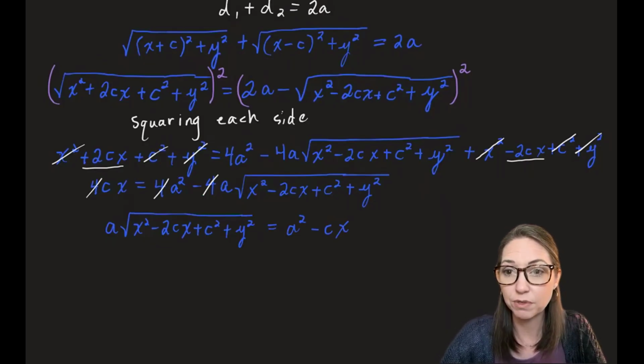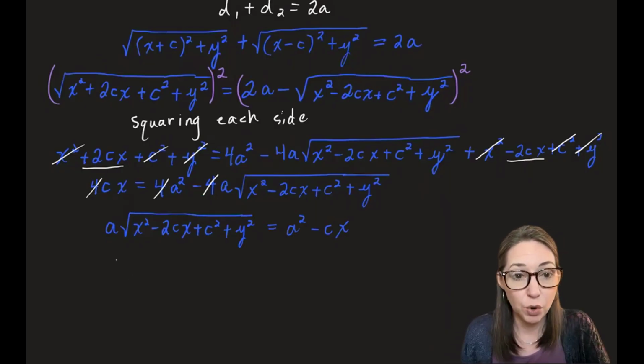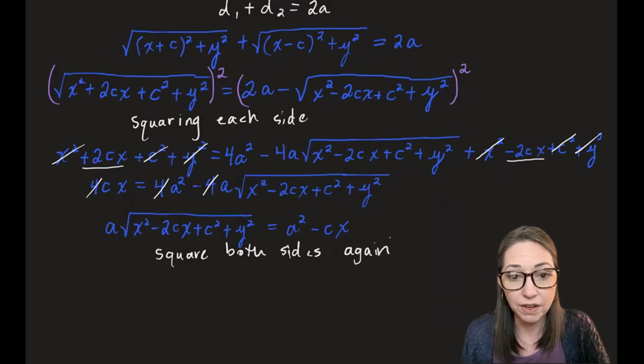I think if we just go ahead and square both sides, I can leave the a there. There's no reason to introduce fractions. So we're going to square each side again. Square both sides again. And that will give us, let's see, I'll have this squared times the radical squared, so we'll have a squared times everything under that radical, x squared minus 2cx plus c squared plus y squared.